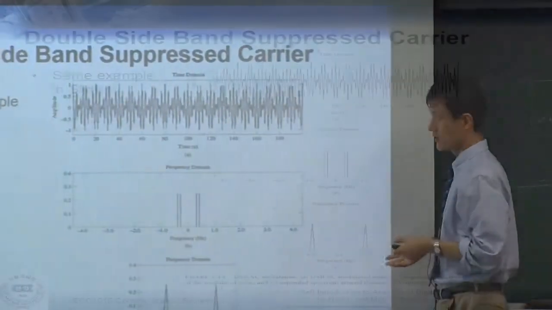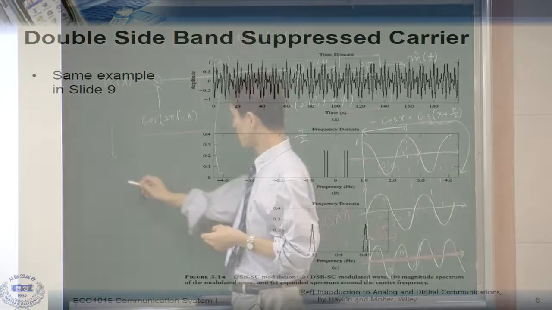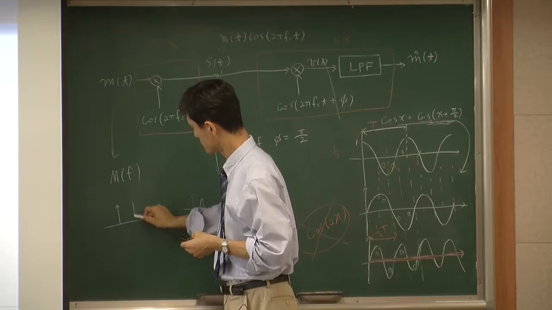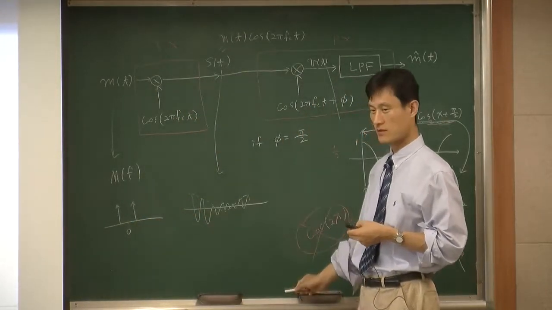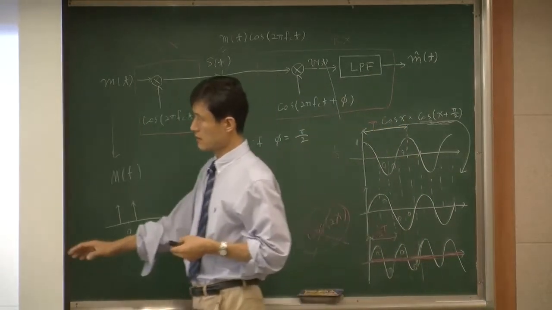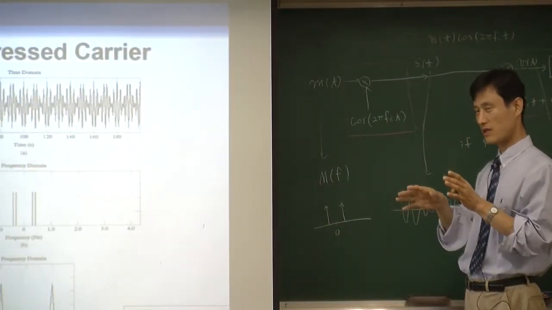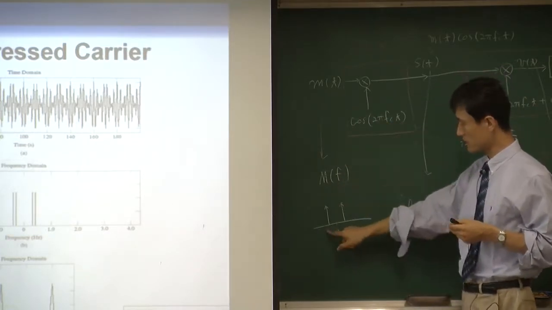So this is an example in your book, right? This is the example when your original MF looks like this. Okay? So what is your MT then? It's a cosine, just pure cosine. If your original message MT is a pure cosine, just as an example, your MF looks like this.